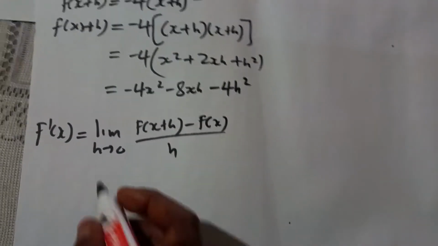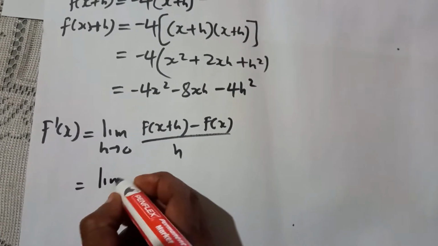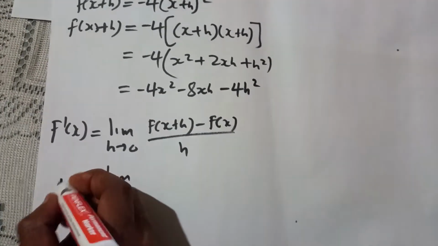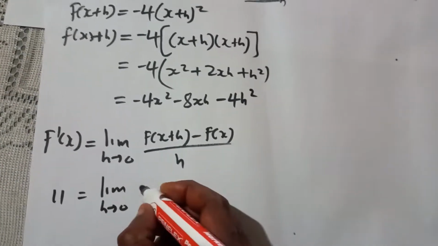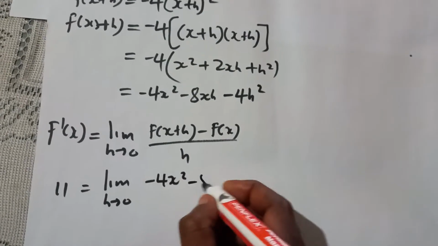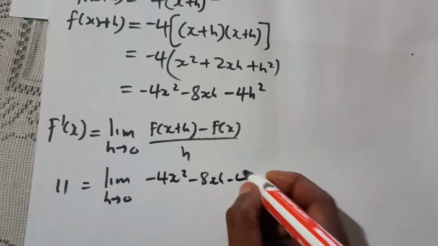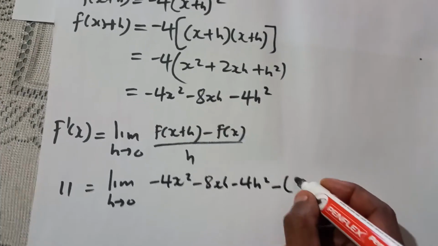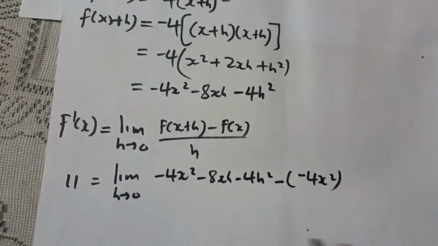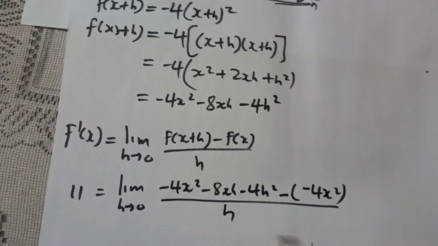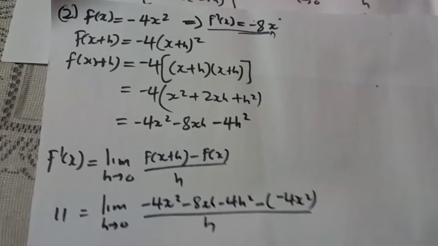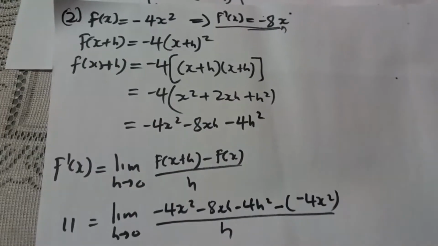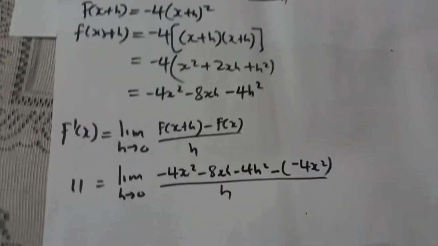So what we do now is we just substitute. The limit as h approaches 0 is equal to our f of x plus h, that's negative 4x squared minus 8xh minus 4h squared, minus negative 4x squared, all over h, right? Remember, we should get that answer. So our derivative will be negative 8x. Now let's hope we get our answer there.